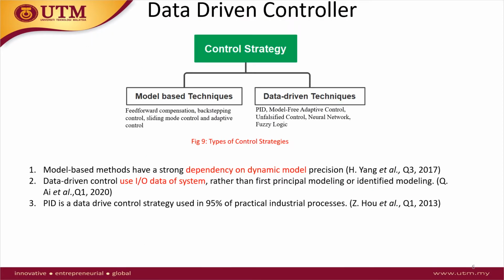Suitable control strategy is needed for the thin McKibben muscles. This comprises model-based techniques and also data-driven techniques. Since model-based methods have strong dependency on dynamic model, which is very difficult to obtain for thin McKibben muscles, a data-driven control strategy is designed, where data-driven control strategy uses the input-output data of the system and does not need an accurate model of the system. The PID is the most well-known data-driven controller that is used in 95% of practical industrial processes.